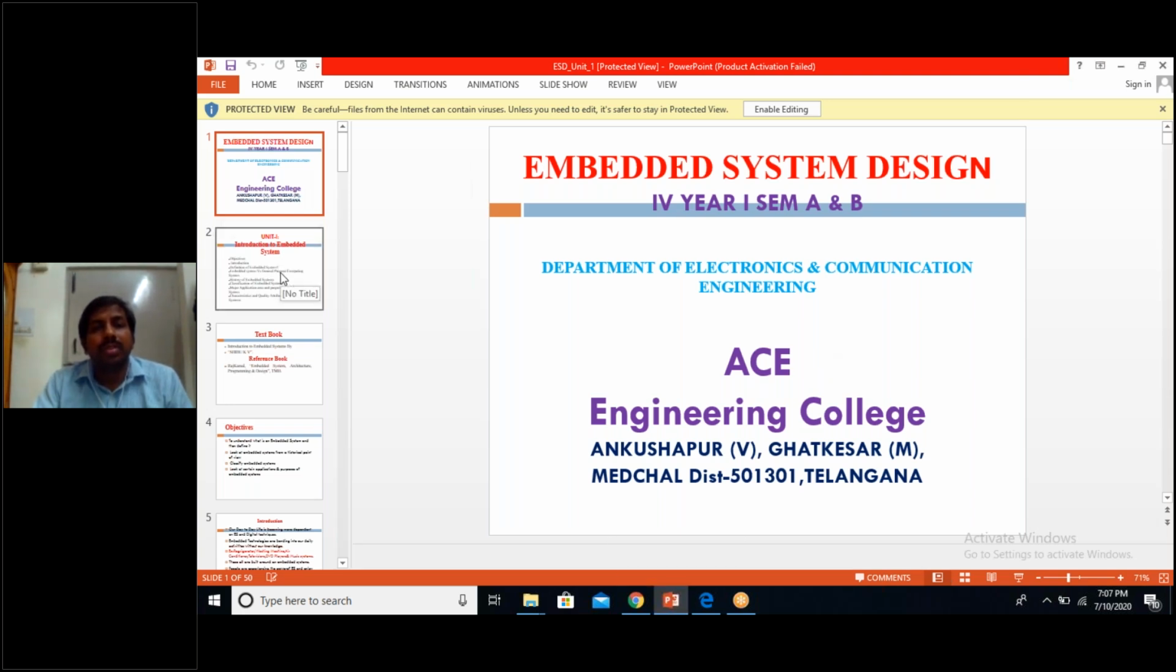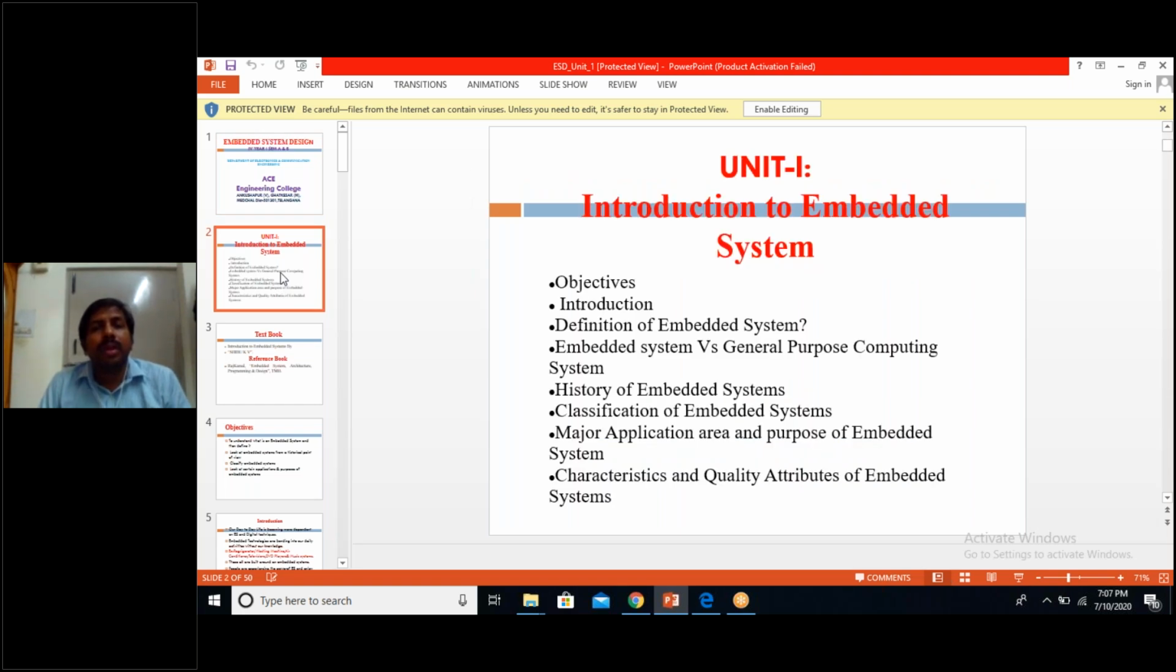So coming to embedded system design, first we are going to define what is an embedded system. An embedded system is a computing system. It is not a general purpose computing system. It is a special or specific purpose embedded system doing a special or specific task. It has both hardware and software. It has some peripherals, some sensors, and some output devices like actuators.